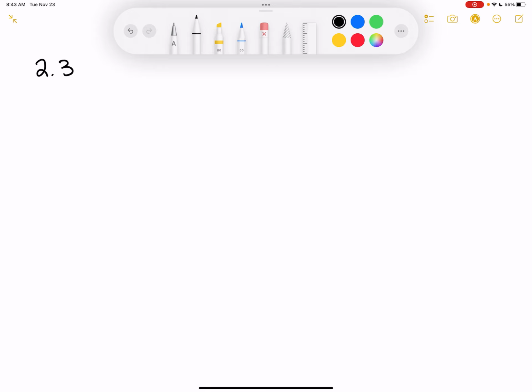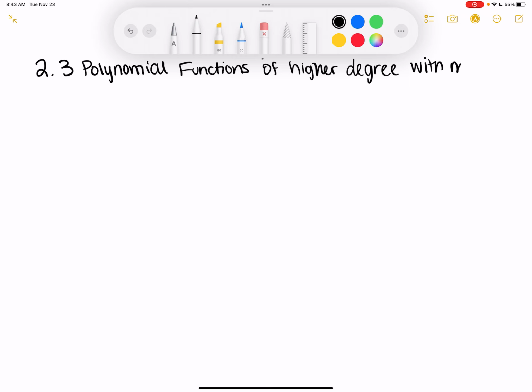2.3. Except when she talks about 8. Polynomial functions of higher degree. With modeling. In case y'all haven't gotten the hint at this point, it's all with modeling pretty much.